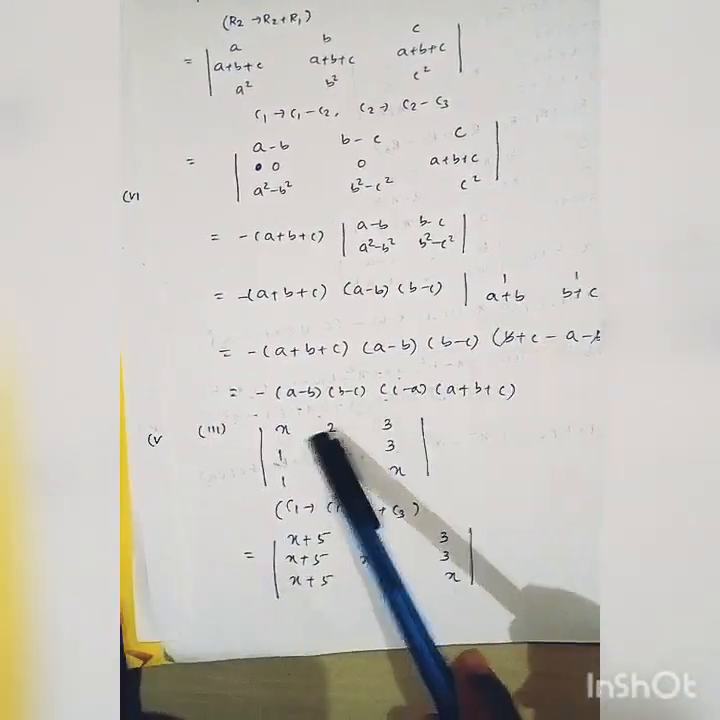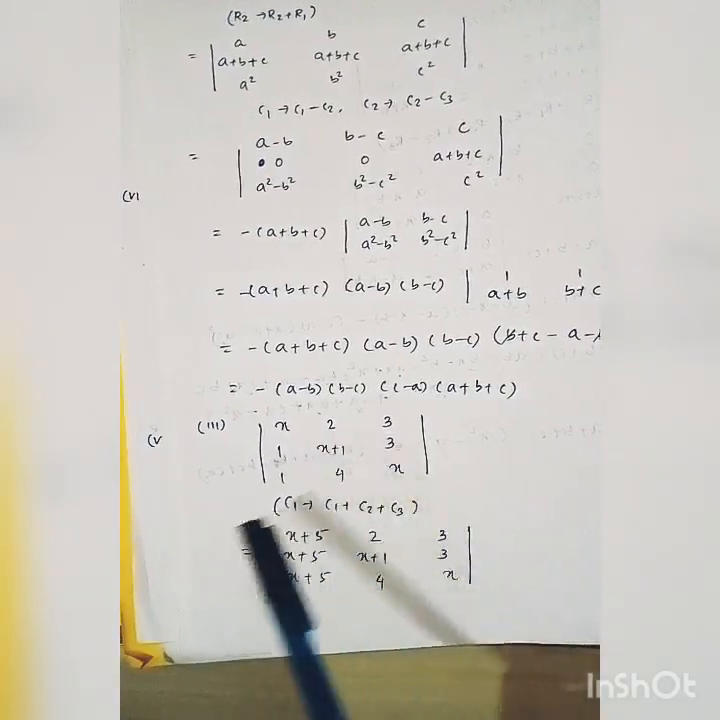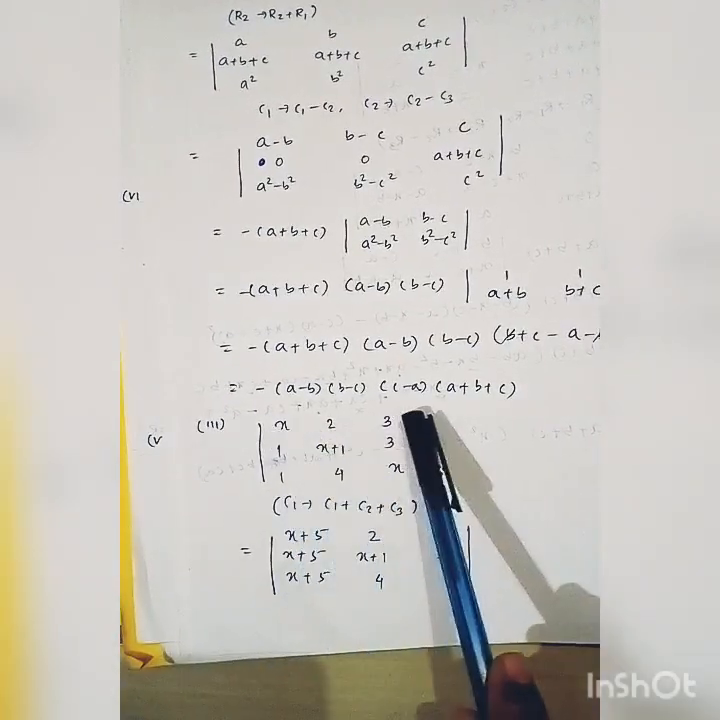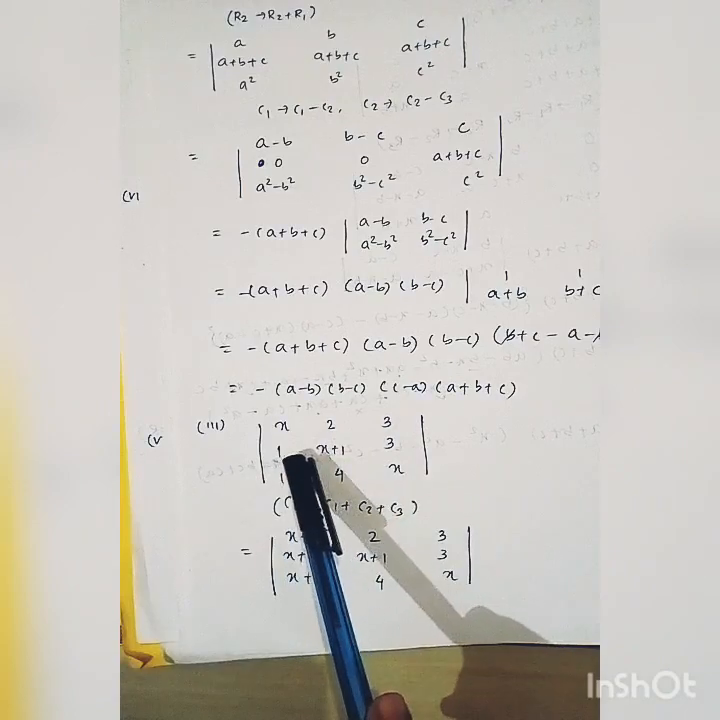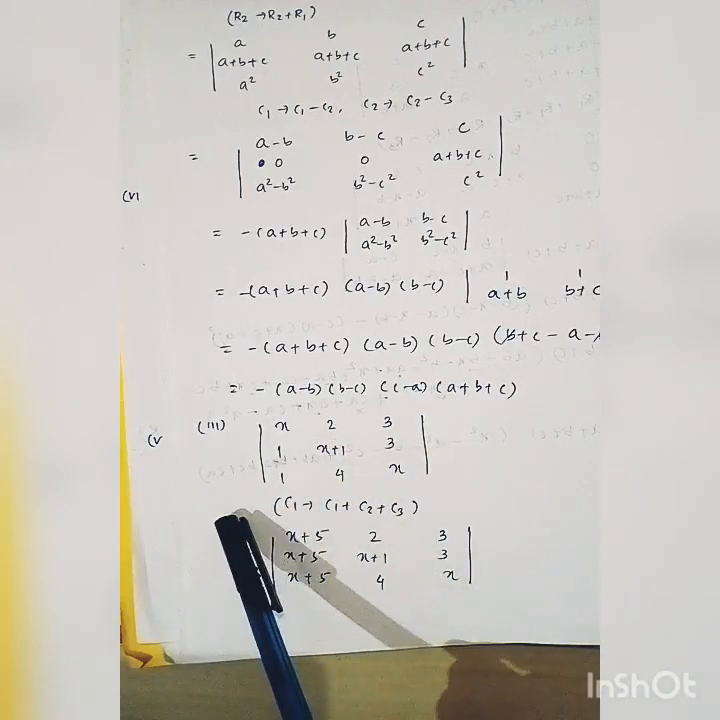Suppose you want to solve this question. First observe the question. If you add every element of row 2, that is x plus 5. Every element of row 2, again it is x plus 5.